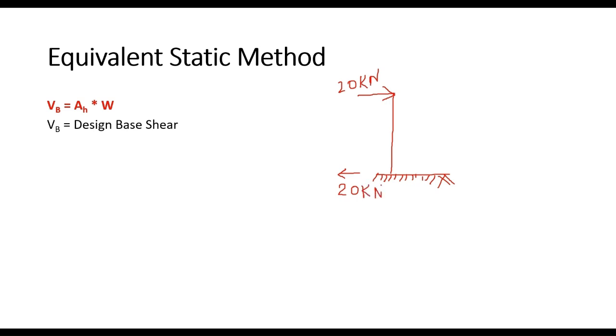Now what happens is that when you increase this load gradually, let's say from 20 I make this load 30, again the reaction at the base will be 30. However, up to a certain point, this base shear, this reaction at the base of the structure, will not increase because there is a certain capacity of this building. So the maximum reaction that the base will offer is what we call the design base shear.